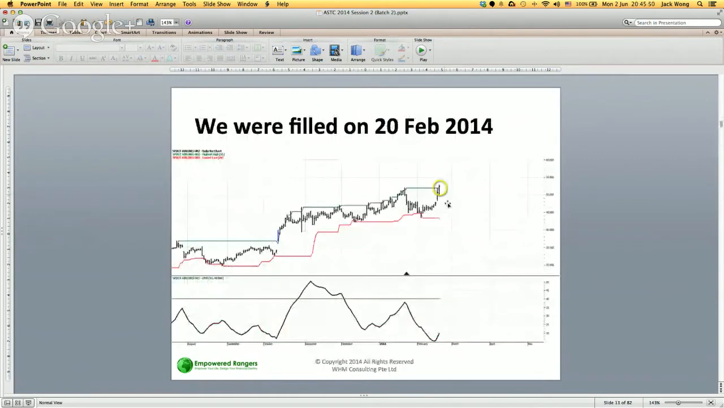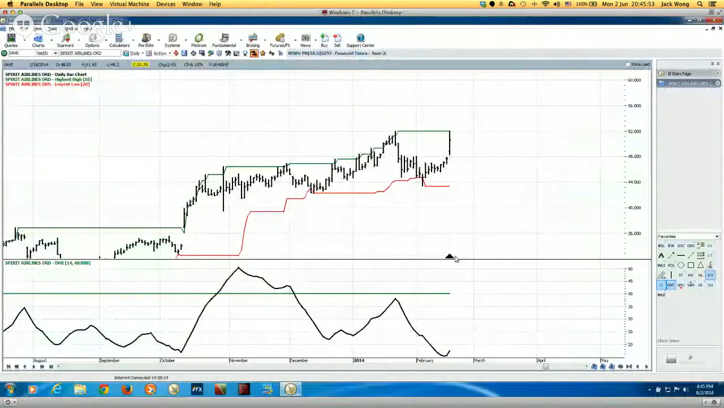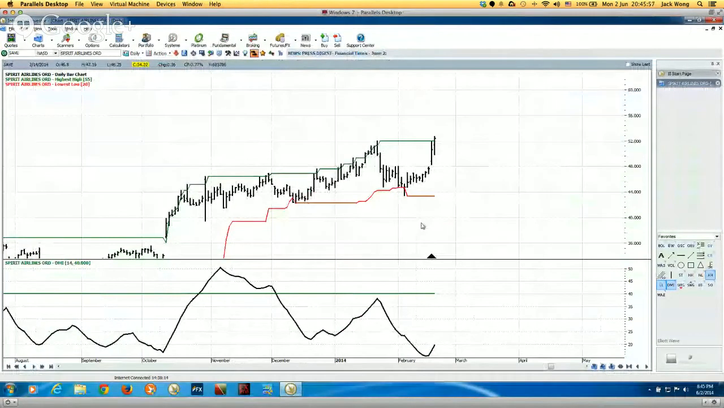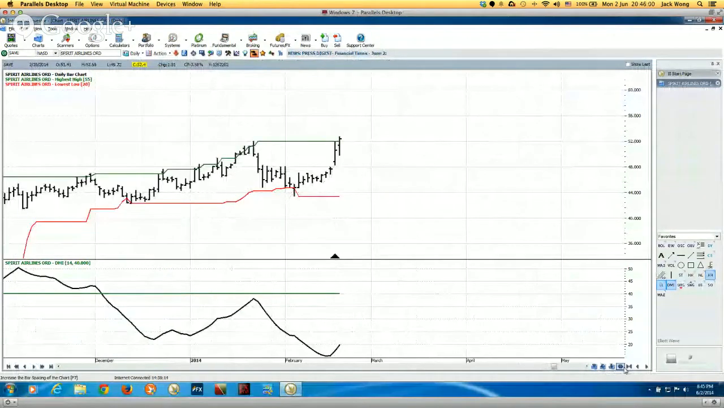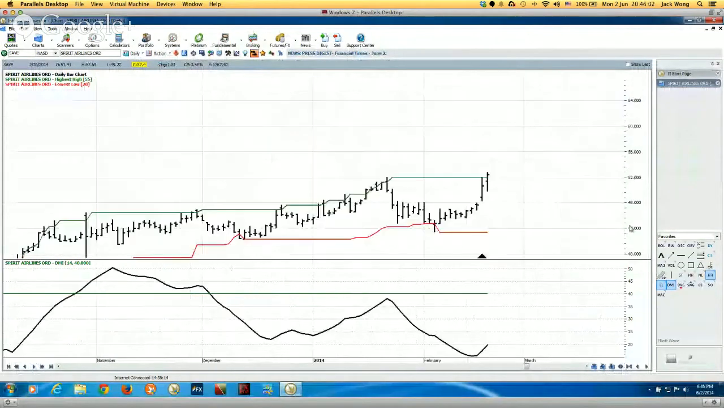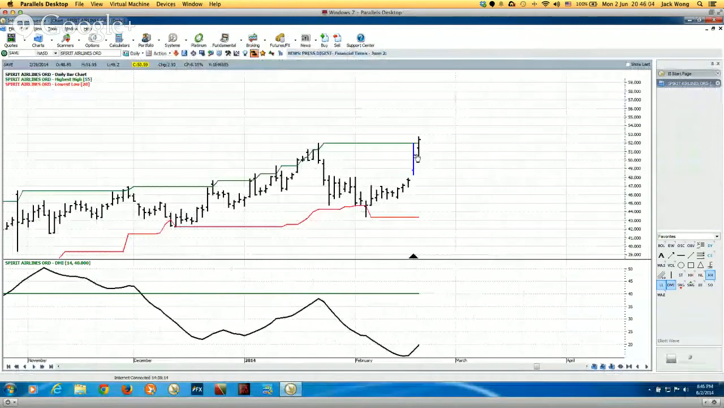Okay, so we were in. I want to show you on my integrated investor how it was. We are in on this day, the 20th. Let me just blow up the chart so you can see clearly what's going on. The stock opened below the 55-day high, so we were actually in on an intraday basis on the 20th of Feb.